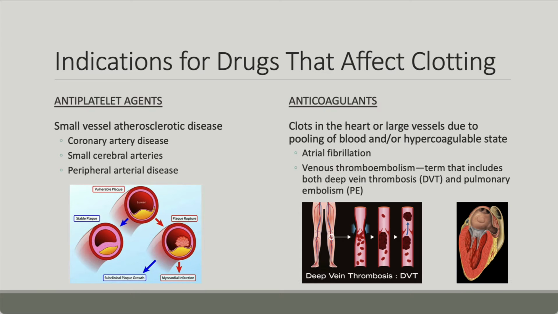So let's talk about indications for the drugs that affect clotting. Why do we use antiplatelet agents sometimes and anticoagulants other times? Well, essentially, you can think of antiplatelet agents as being the things that we use to prevent heart attacks and strokes. Also, peripheral arterial events as well, but mostly coronary disease and cerebrovascular disease.